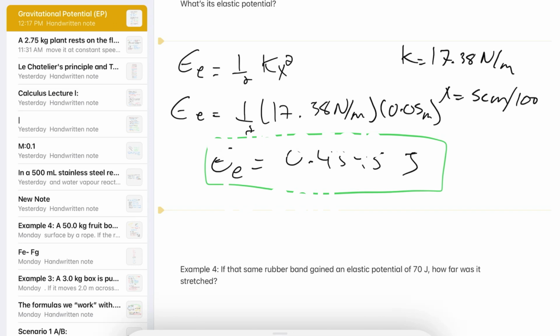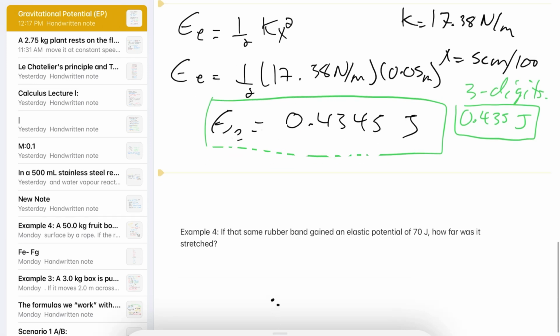Now, if you notice here, I'm not being so particular with the digits, but on the assignment and unit test, we will ask for digits this time. So just out of practice, if I wanted this in 3 digits, then you would just write 0.435 joules. Okay. All right, let's do the last question here.